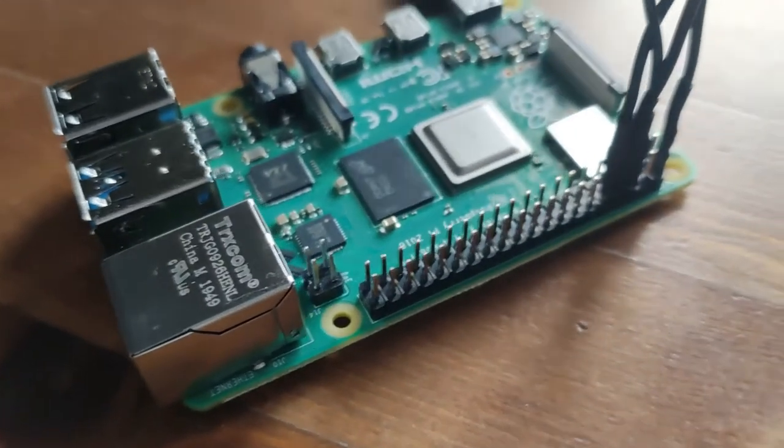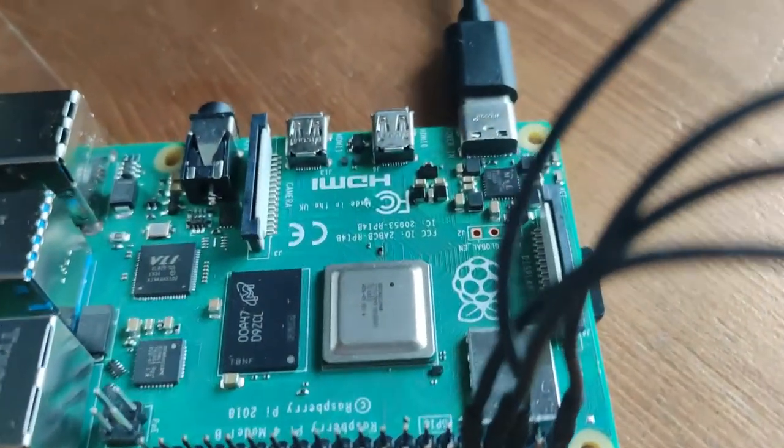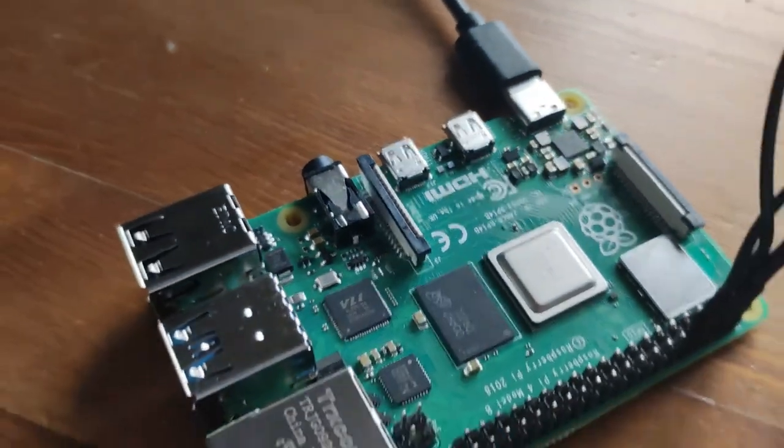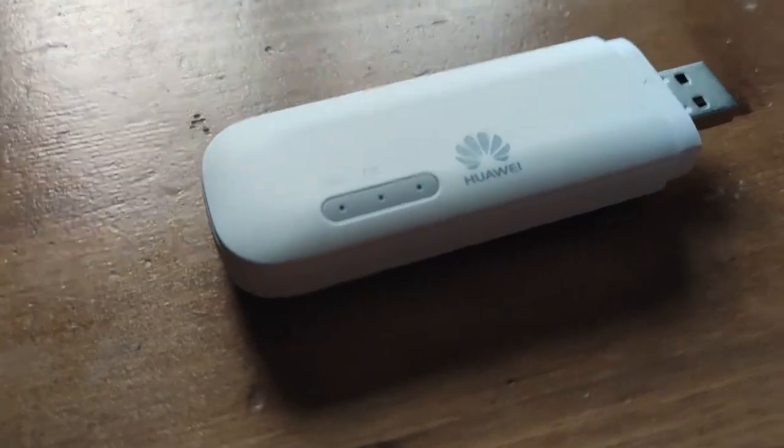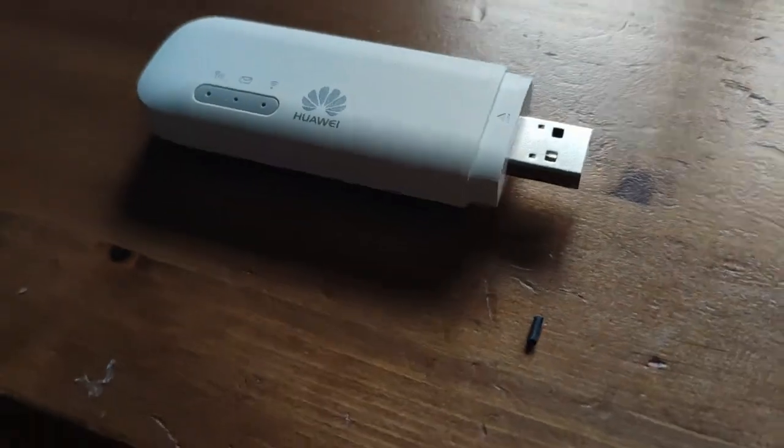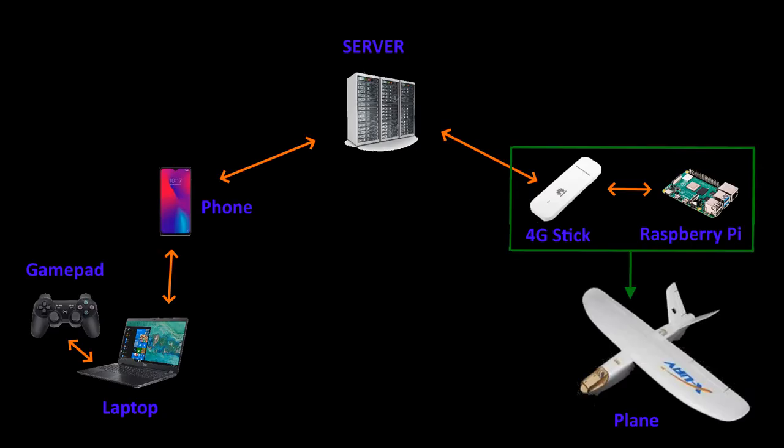On the plane, everything is controlled by a Raspberry Pi 4. There is no other microcontroller on it. The Raspberry Pi is connected over Wi-Fi to an internet stick. A Python program on the Raspberry Pi receives data over the internet, controls the servo motors and the main motor.